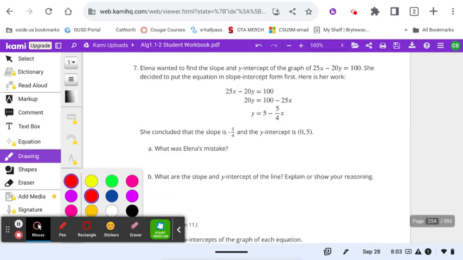Elena wants to find the slope and y-intercept of this graph. She decides to put the equation in slope-intercept form first. Here's her work. So where did this negative go? We minus the 25x, and then we divided by 20. I think she forgot that negative. So she got that the slope is -5/4 and the y-intercept is 0.5. So in the second equation, she forgot to bring down the negative.